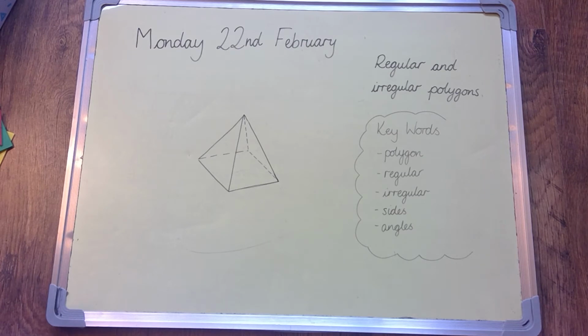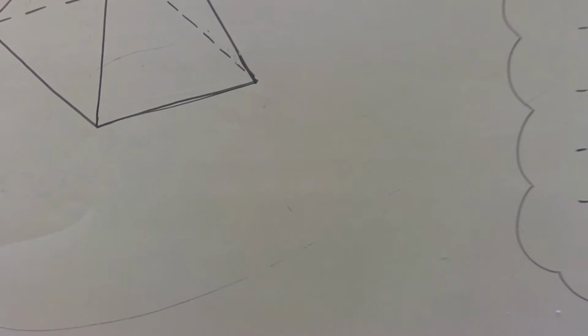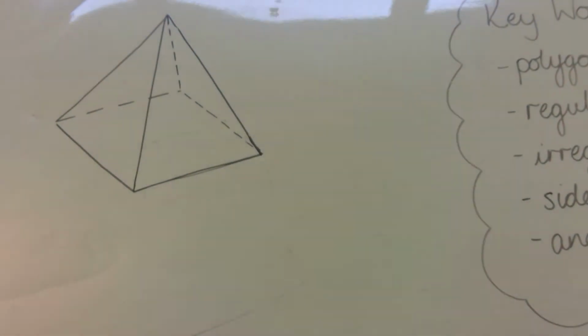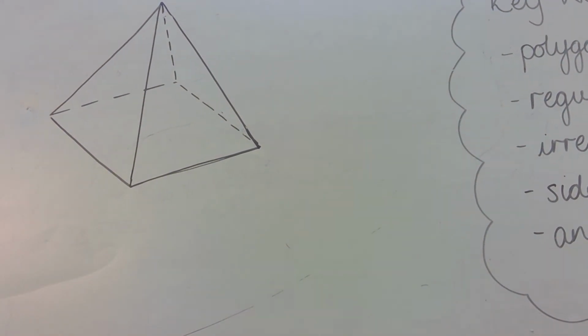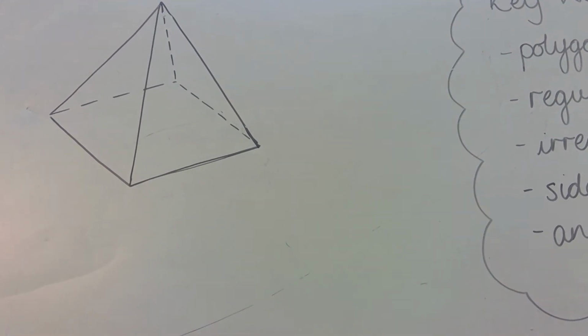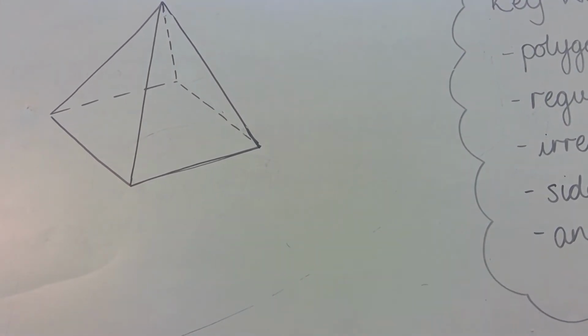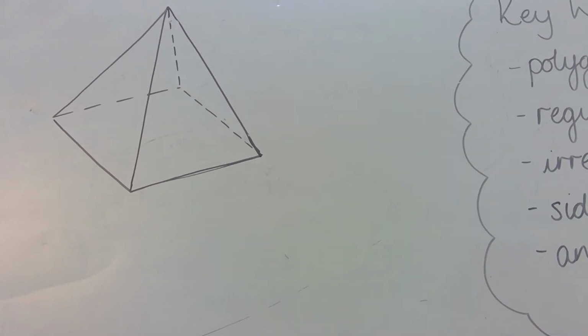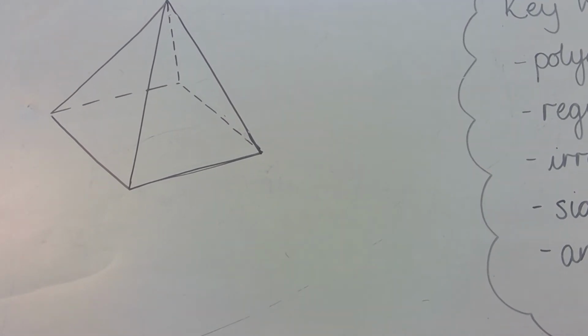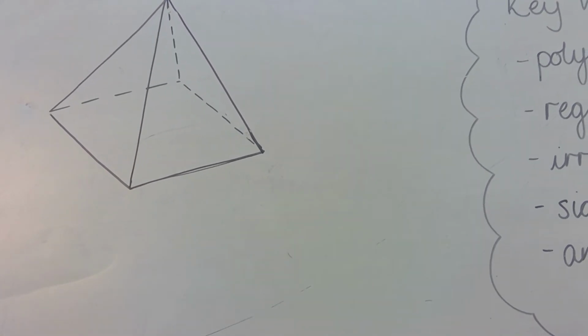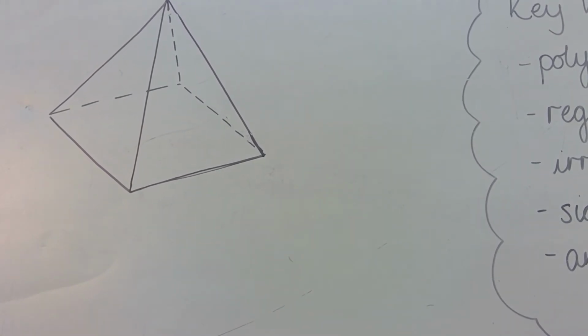Okay, and we need to look at which shapes make up this 3D shape. So which 2D polygons can we recognize here in this picture? So I'm going to bring it a little bit closer for you to have a look at. Okay, so you've got this shape here, and you need to think about which shapes it's made up of. Now some of its sides might be made up of the same shape. So what you're going to do is have a look and see which 2D shapes you can recognize.